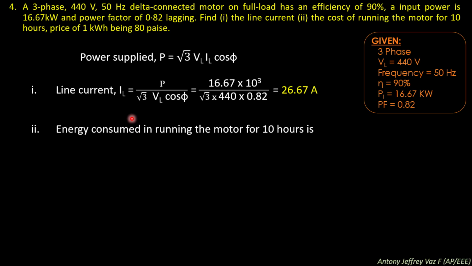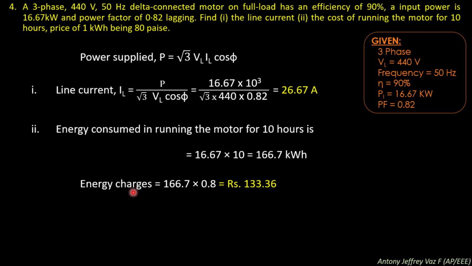Next, you need to find the energy consumption, which is the second part, the cost of running the motor for 10 hours. To do this, you need to find the energy consumption in running the motor for 10 hours. So, the input power, that is Pi, is equal to 16.67 kilowatt. So for 10 hours you need to multiply 10 with it. So you will get 166.7 kilowatt hour. So the total energy consumed by the motor by running for 10 hours is 166.7 kilowatt hour.